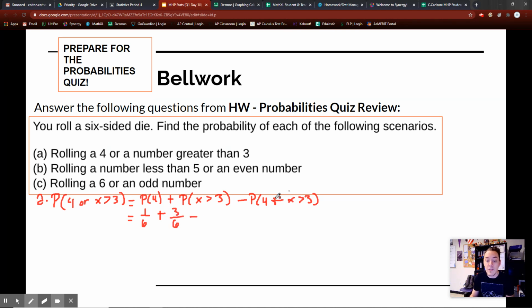How many numbers are a 4 and greater than 3? Well, there's only one of them because 4 itself is greater than 3. So there's one number that is a 4 for itself that is greater than 3. So that means I'm going to put 1 out of 6. What does this simplify down to? What is 1 plus 3? That is 4 minus 1, which is 3. So this is 3 out of 6, which of course is 0.5. Perfect. Let's go to B right here.